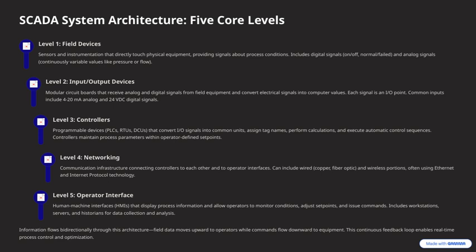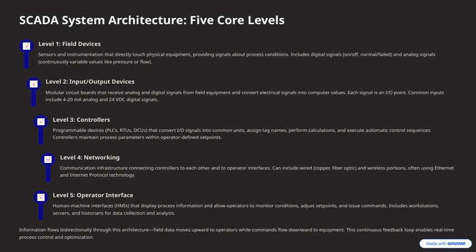At level 4, we find the networking layer, where programmable devices such as PLCs, RTUs, and DCUs come into play. These devices convert raw I/O signals into standardized units, assign tag names for easy identification, perform calculations, and execute automatic control sequences. Essentially, controllers at this level keep the process parameters within the setpoints defined by operators.